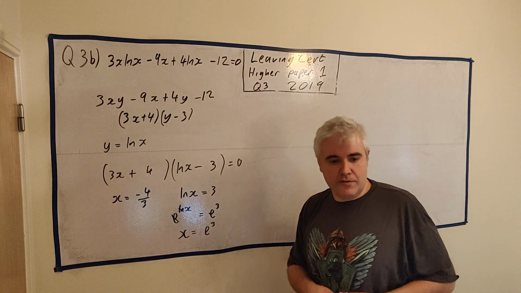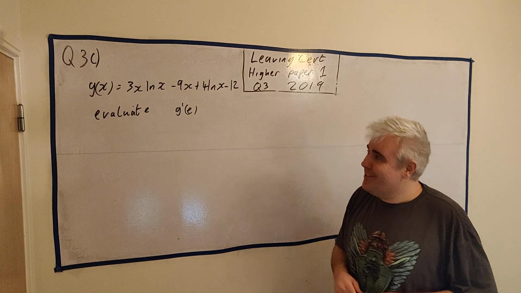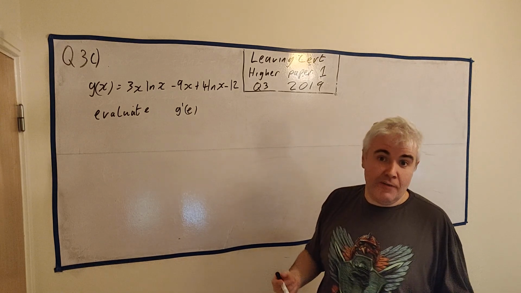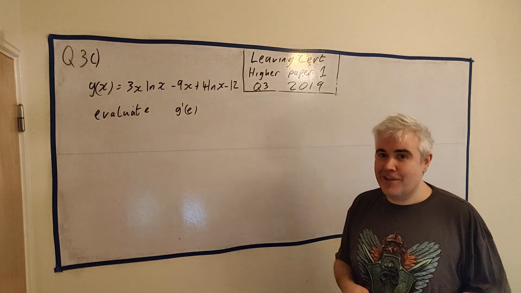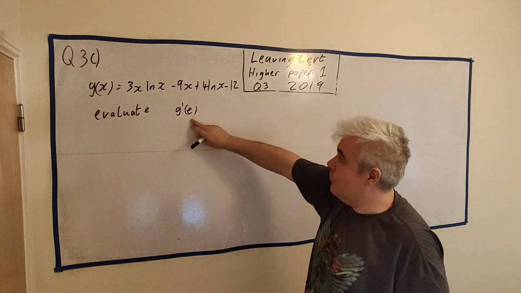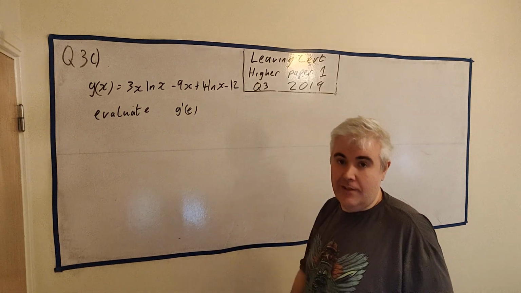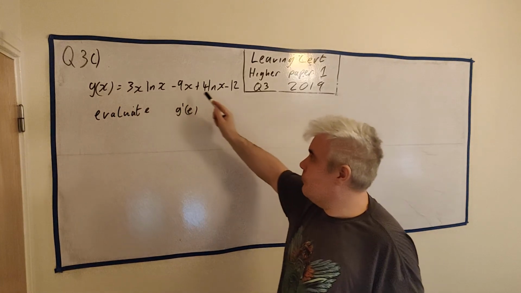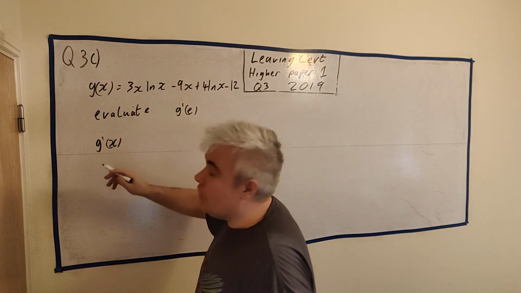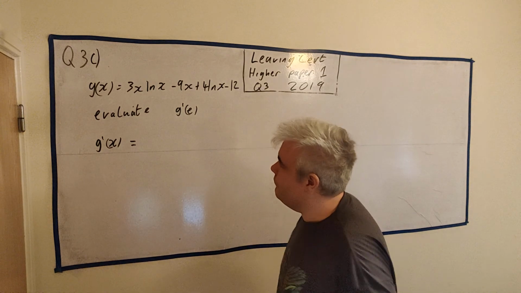Right, let's have a look at part 3. And of course, by part 3, I meant part C. So part C says, evaluate g prime of e. So first of all, what does that mean? That's the derivative of g, and that is when x equals e. So the derivative of g when x equals e. From the previous part, g of x is equal to this. So they're first of all asking us to find g prime of x, the derivative of g. That's the first thing we need to do. So let's go ahead and try that.